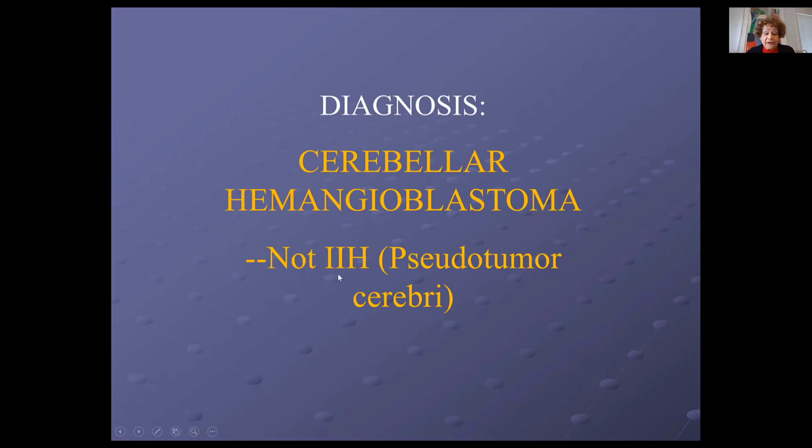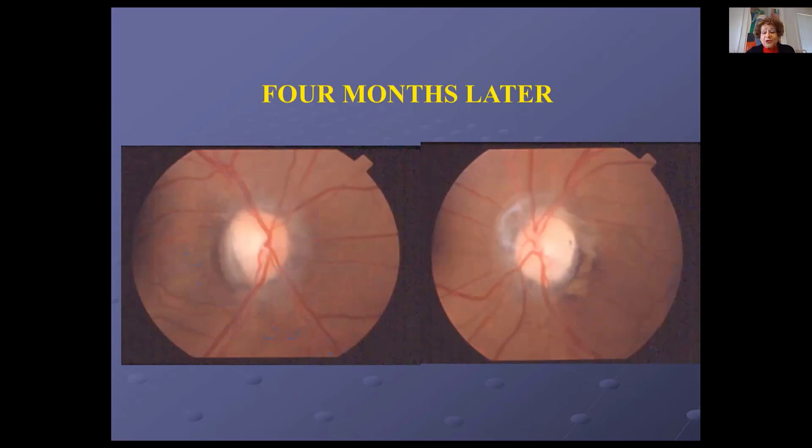So she did not have IIH. She did not have pseudotumor cerebri. And she did not have glaucoma. Let's look at her 4 months later. 4 months later, there is no more papilledema, but I think we can appreciate that now there's temporal atrophy because normally, if you reduce compression within a short period of time, the nerve will come back to normal and the nerve fiber layer may come back to normal. But her nerve was compressed for a very long time. That's why she had no nerve fiber layer remaining.